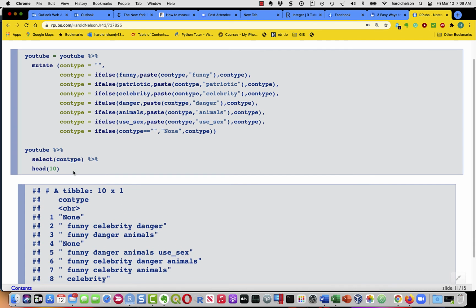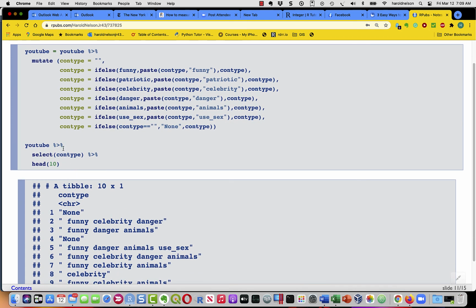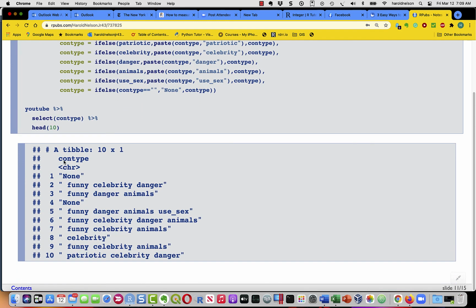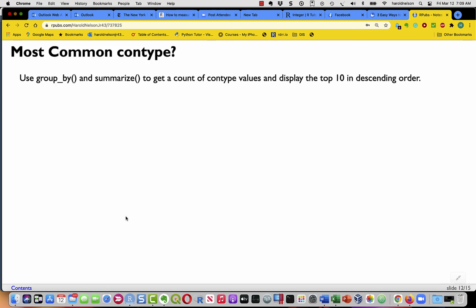So I'm testing this to make sure it worked. I take YouTube, select contype, and then take the head of 10, and you can see that the first thing turned out to have no characteristics. And the second ad had funny, celebrity, and danger. And you can see, yeah, this code is working. Okay? So let's go on and do something else.